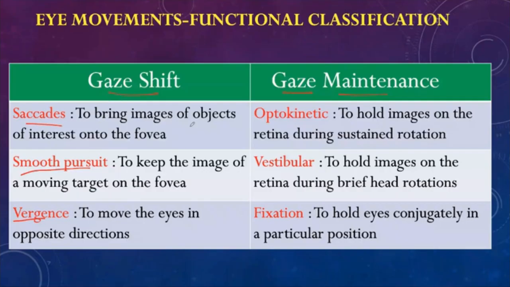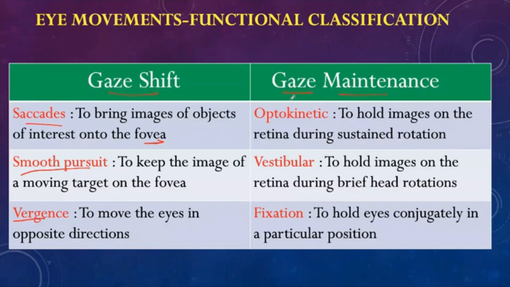If we want to place this object in the fovea, then this is called saccades. After placing an object at the fovea by the saccades, if we want to track this object while it is moving, then this is called the smooth pursuit. If an object is moving close to the eye and we want to gaze shift to this object, then this will be called convergence. If the target is moving away from the eye and we want to look at it, then this will be a divergence.